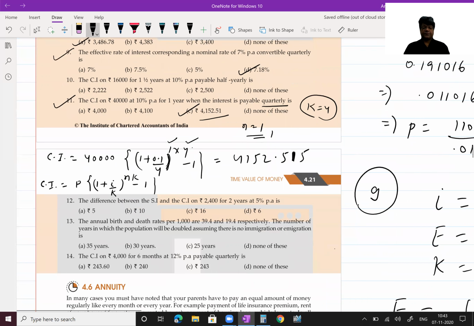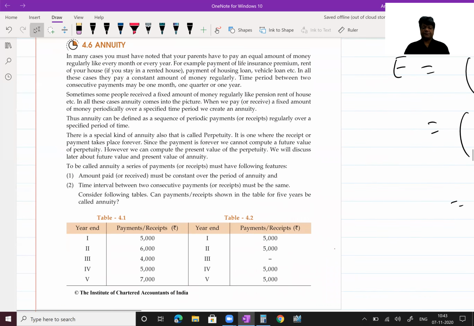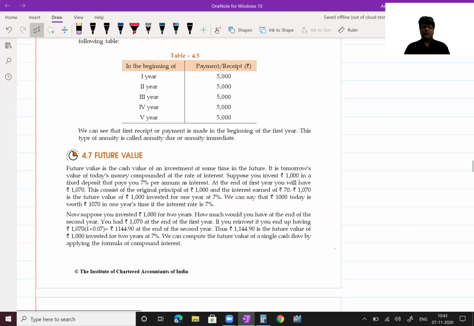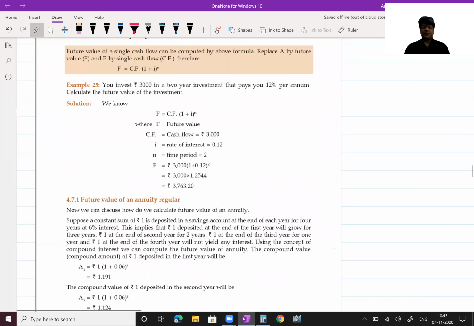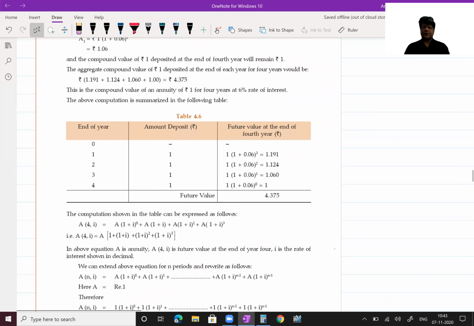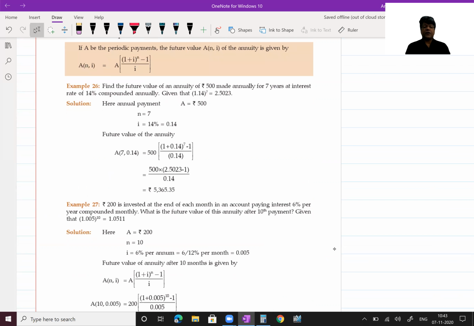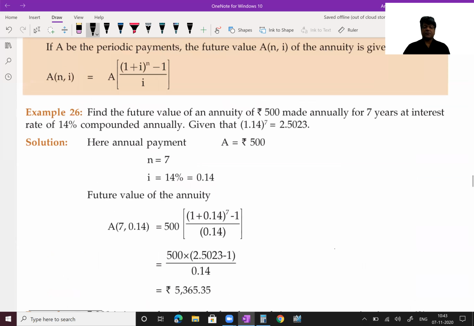A lot of questions you have done here, guys. And now we will go to the annuity case. All the students, this is the very important part of this chapter, guys. Annuity case. See, example number 26, annuity question.